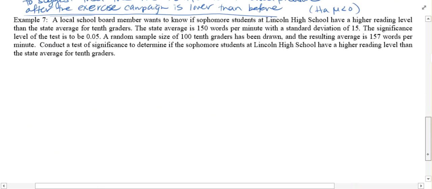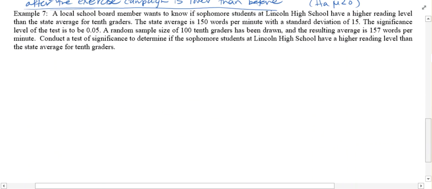Okay, we're going to go through one more example here.